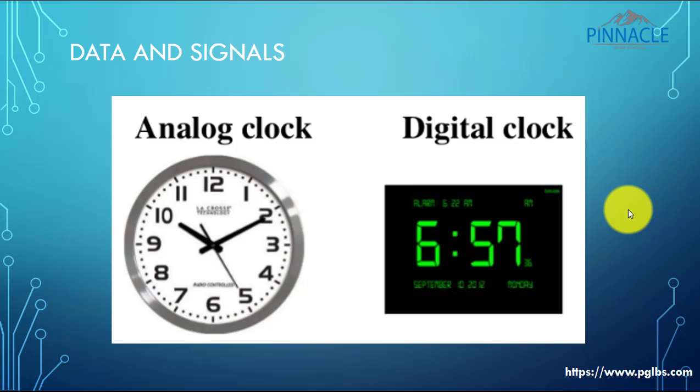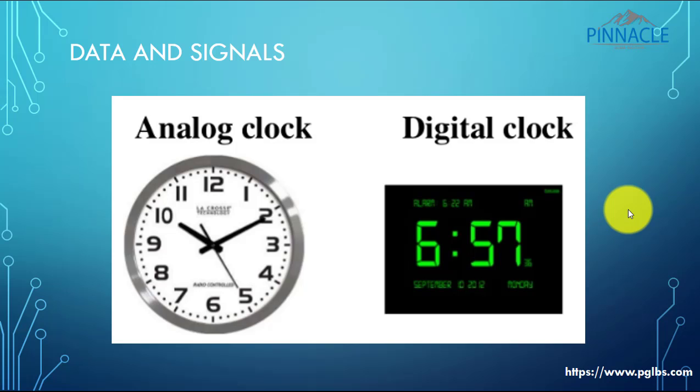Which means that the number of values given by this analog clock would be infinite. There could be an infinite number of values given by the analog clock. If your eyes are able to perceive, you can even perceive the fraction of a second. So the analog clock gives you an analog signal, and analog signals are always infinite, unlike a digital clock where the data is finite.